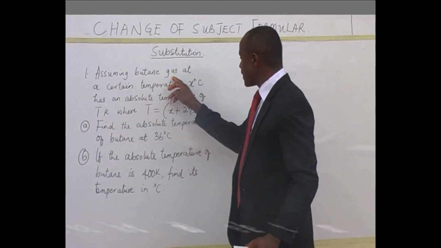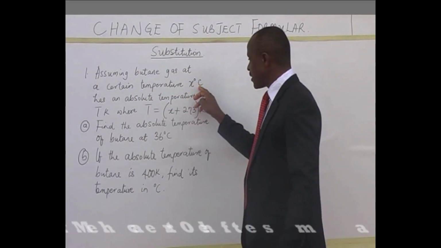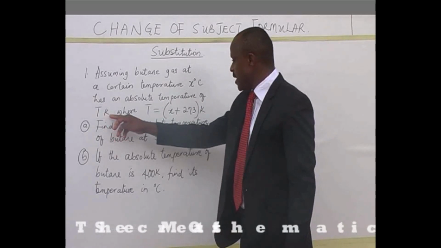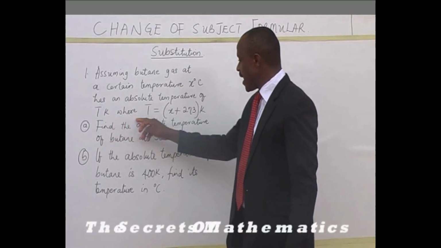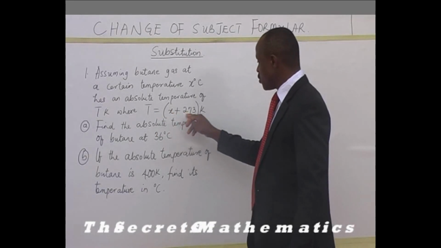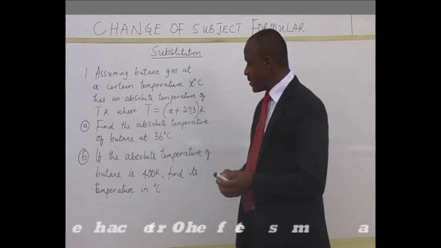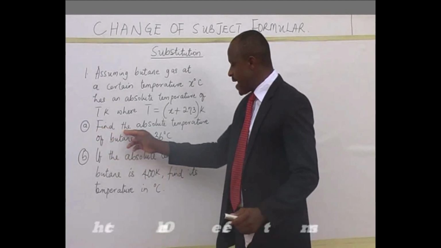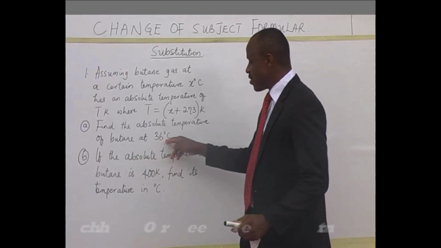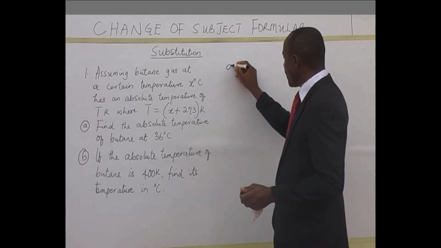Assuming butane gas at a certain temperature, X degrees centigrade, has an absolute temperature of T Kelvin, where T is equal to X plus 273 Kelvin. The question is asking us, A, to find the absolute temperature of butane at 36 degrees centigrade. Question number A.